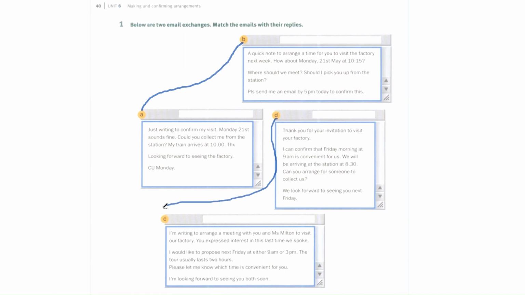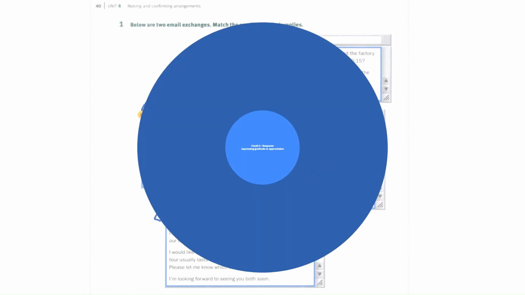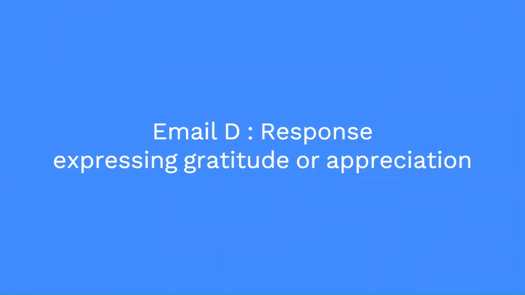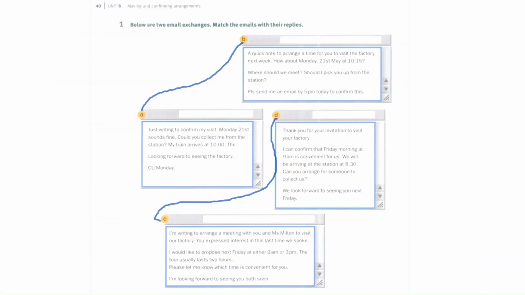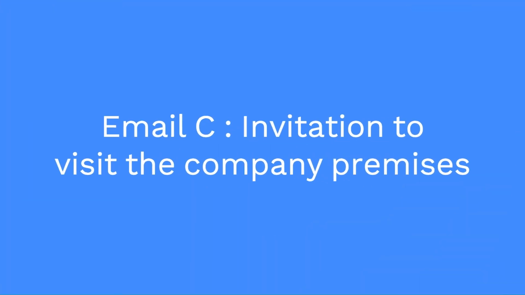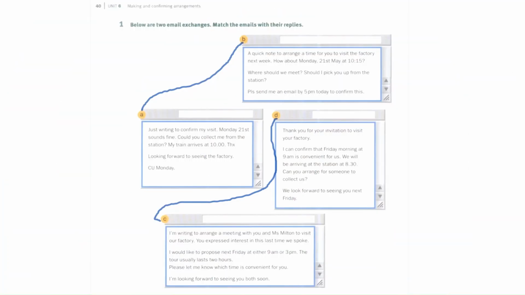And D and C are a match. Here, email D is a response and it expresses gratitude, whereas email C is an invitation to the company premises. Think about your purpose for writing emails. What is your desired goal? Are you inviting a client to visit your premises? Or are you arranging a time for a meeting with a supplier or a client?